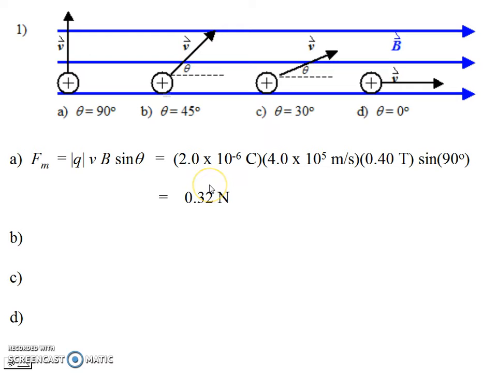And just in case you got that wrong, try it again. And now we're just changing the angle each time. We're going to use 2 sig figs for everything. You should have no trouble getting these magnitudes of the forces: 0.23, 0.16, and then finally 0 newtons.